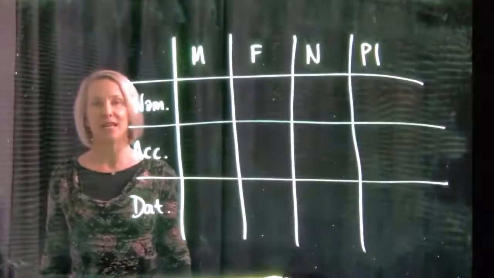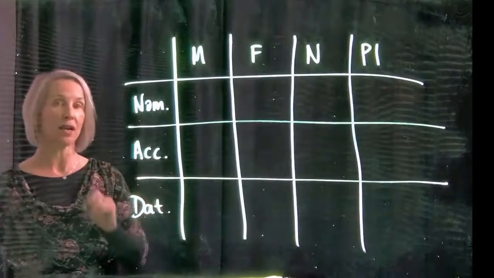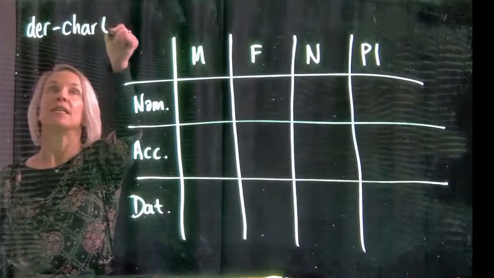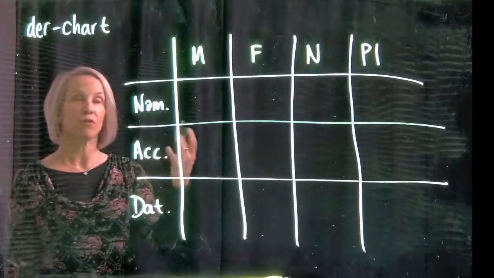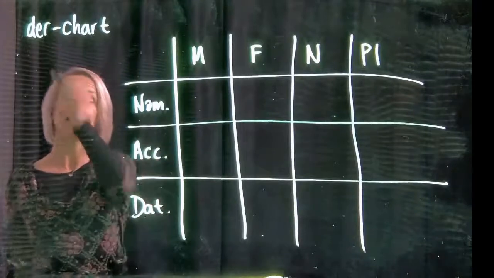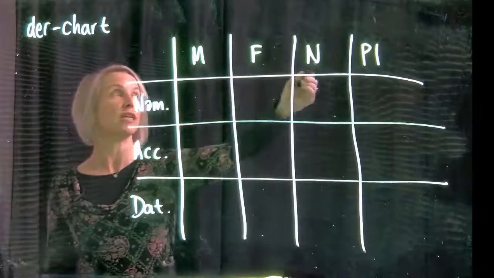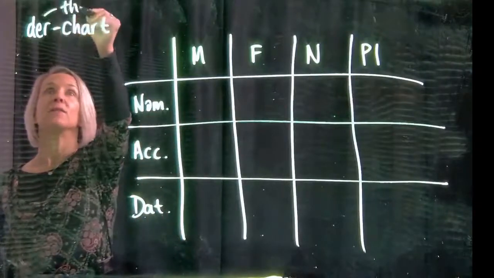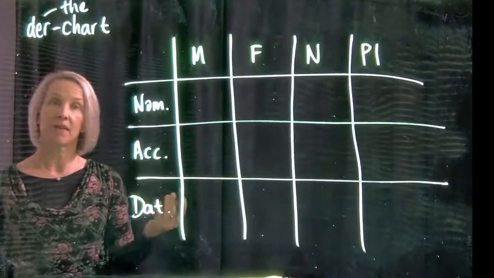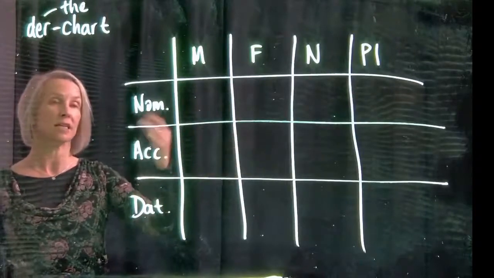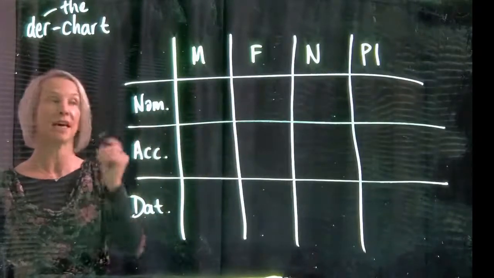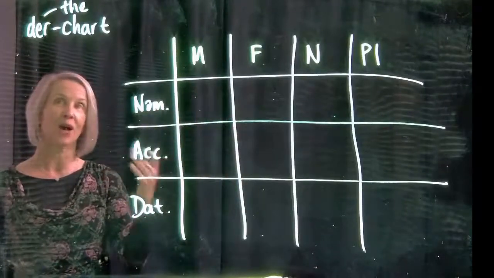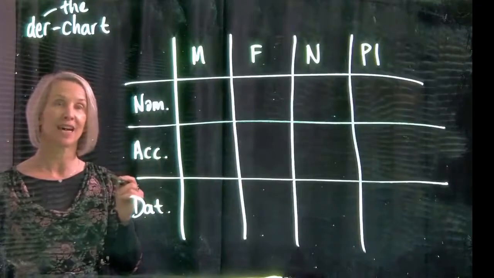So the first thing we need to do is add a third line to the der chart. The der chart is the chart that tells us which form the definite article der takes depending on its gender, number and case. So der just means the, that's the definite article, and we use this chart to tell us which form of the word der we need to use depending on the gender, number and case of the noun that follows that definite article.